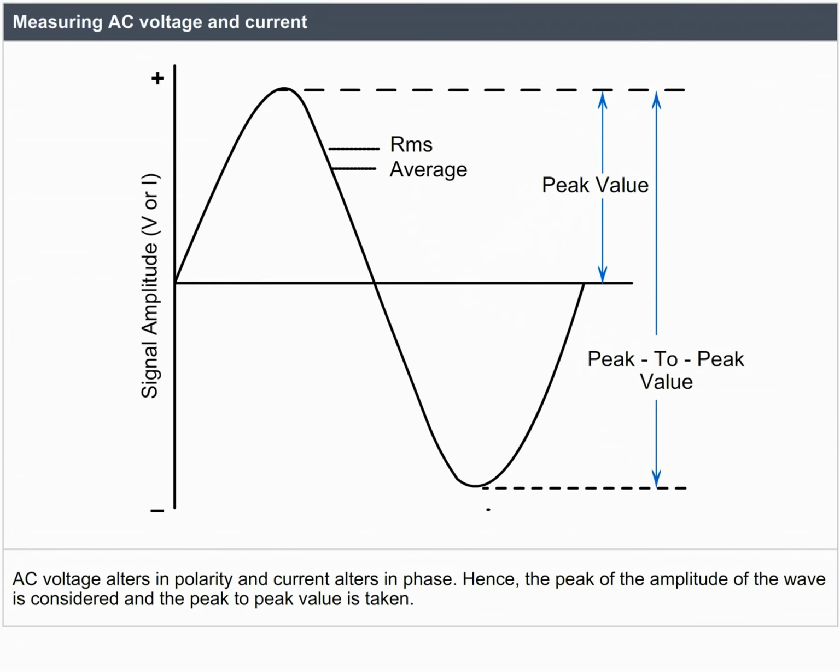Measuring AC voltage and current. AC voltage alters in polarity and current alters in phase. Hence, the peak of the amplitude of the wave is considered and the peak-to-peak value is taken.